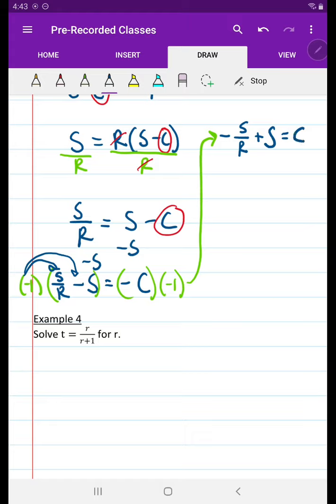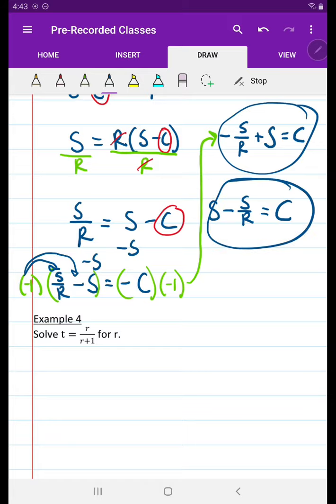And you could leave your answer like this. That's perfectly fine. I would give you full credit for that. Or if you like to have your positive s first, you could do that. And that would give you s minus s over r equals a positive c. And that's your answer. And you're all done.